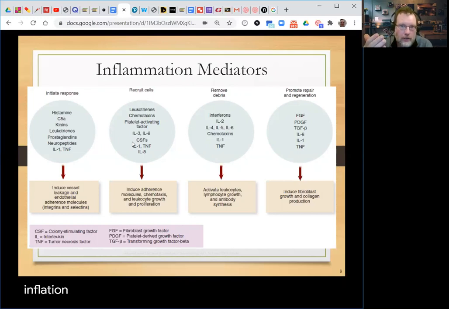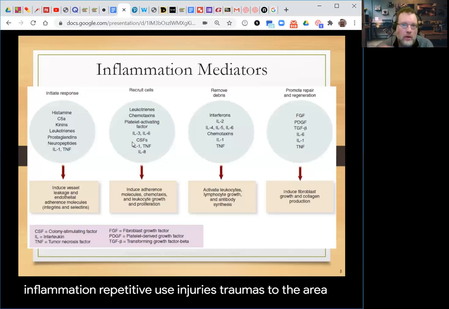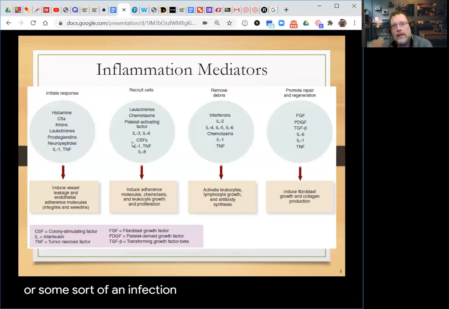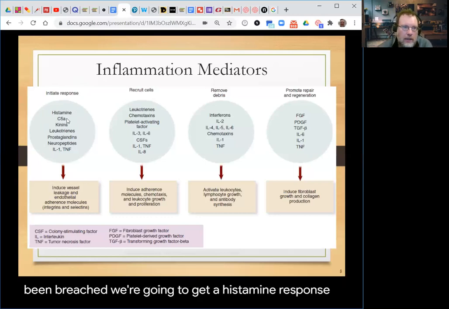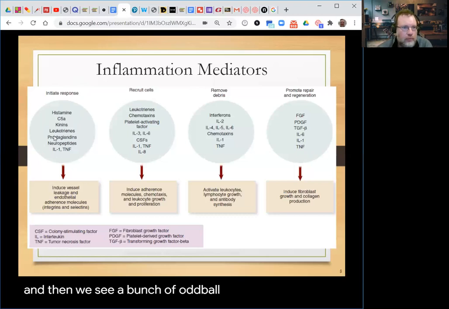What causes inflammation? Okay. Repetitive use, injuries, traumas to the area, or some sort of an infection. And then now again, like what we're seeing, autoimmune disorders as well. So you can see how complex this inflammatory response is. We get an initial response, so that second line of defense has been breached. We're going to get a histamine response, and then we see a bunch of oddball terms, prostaglandins, leukotrienes. This is a type of cytokine.